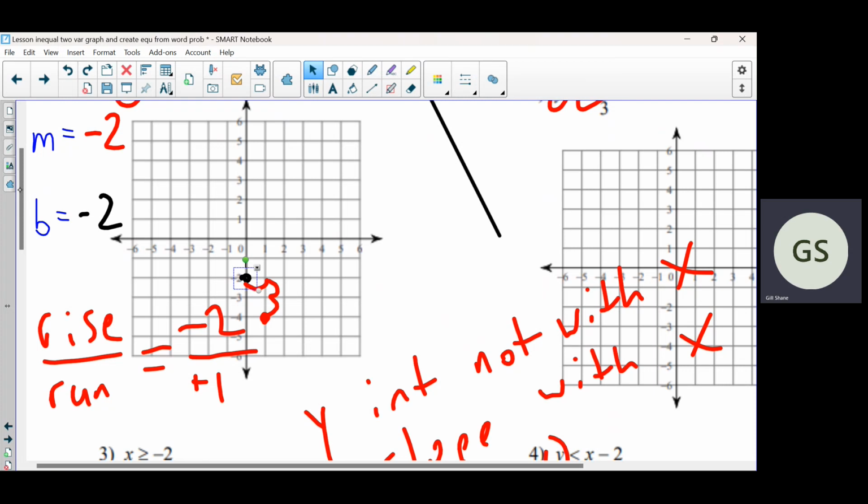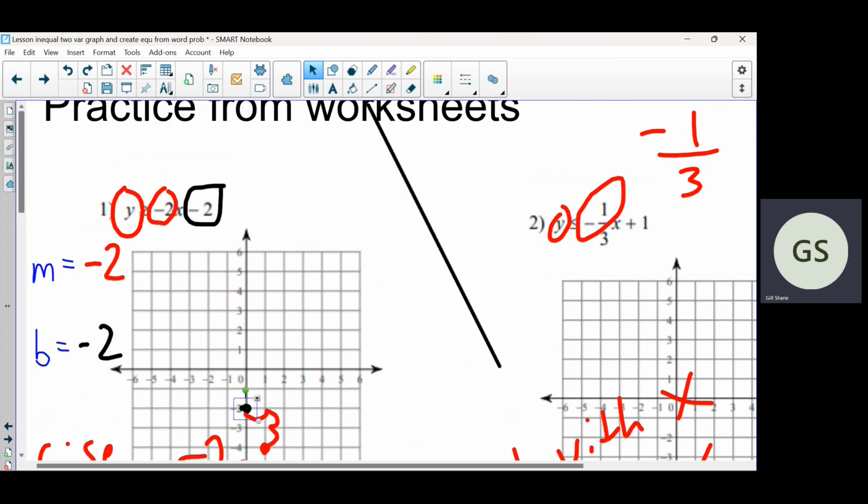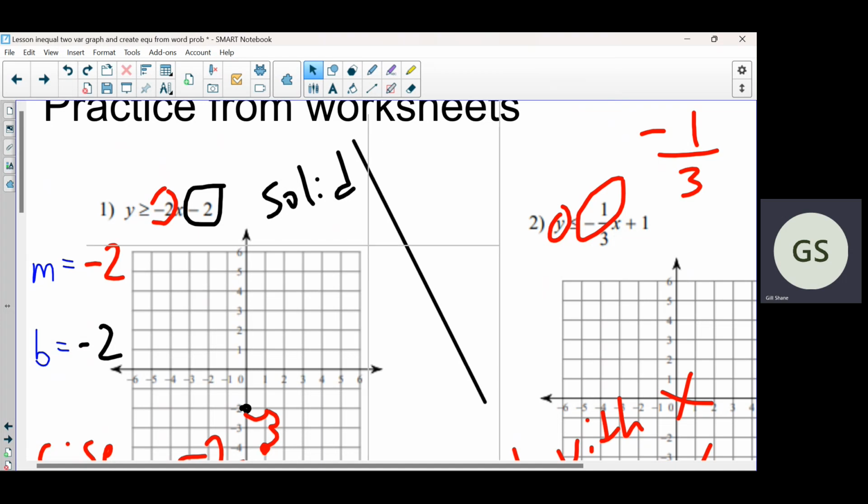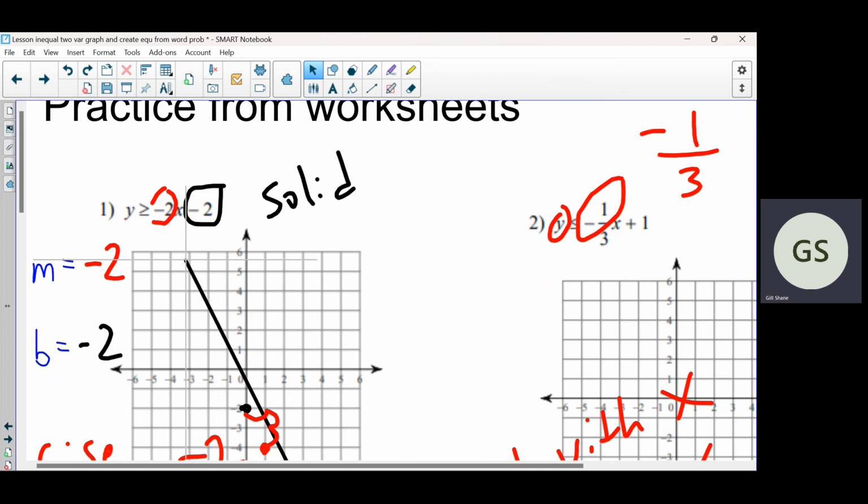Oh, and I forgot to do this again. I should have at the very beginning looked at my symbol. I didn't. And I should have written whether this line needs to be dashed or solid. In this case, I do have that little or equal to, so it's going to be solid. So now I've created my first 2 points. I don't need more than 2 points. If you want to do 3, just to make sure you can. So that's where the line would go.